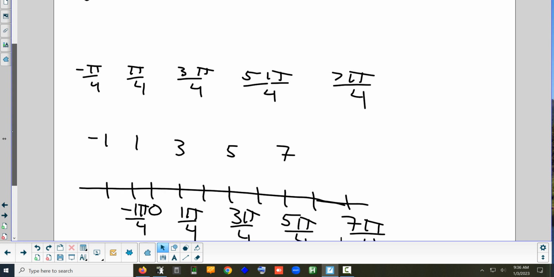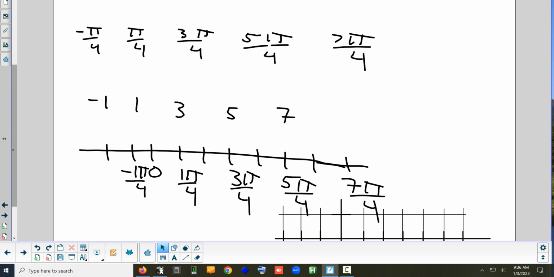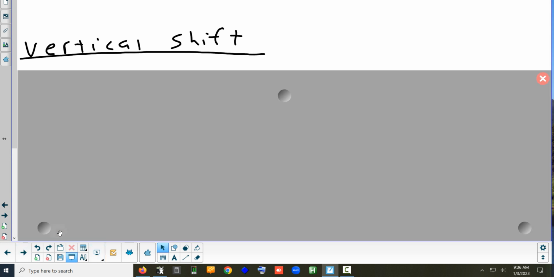Right, but we can take a look at one of those tomorrow if we need to. But that's the answer. So that's shifting left and right. The last kind of thing we're going to look at is shifting up and down.